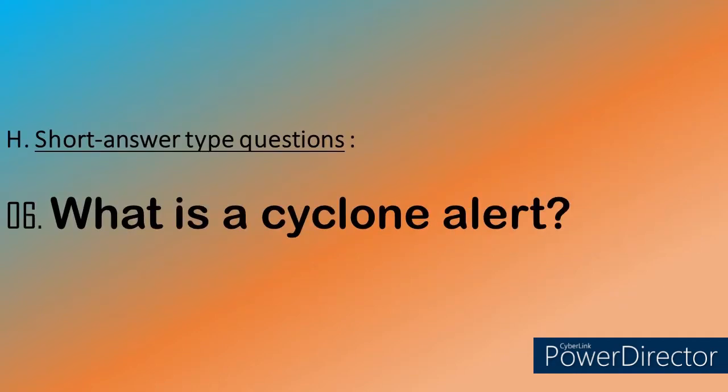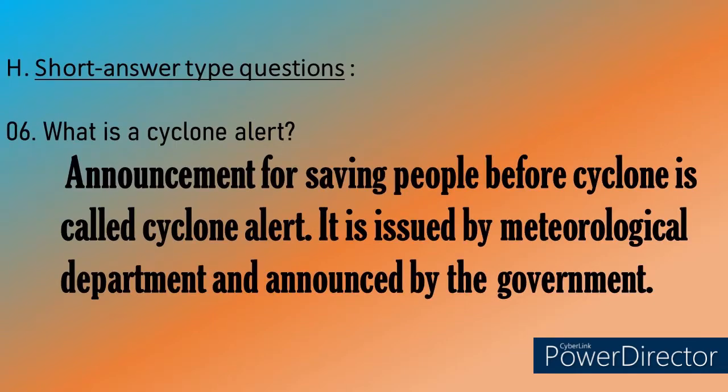Then sixth question, what is a cyclone alert? So that is, when there is a cyclone, an alert is given to the public, and that is simply known as cyclone alert. So let me read the answer. Announcement for saving people before cyclone is known as cyclone alert.